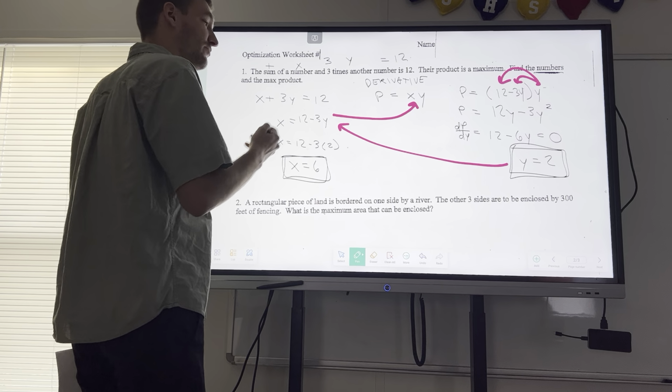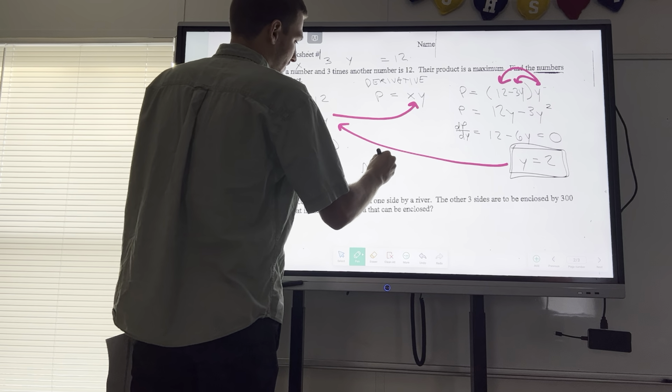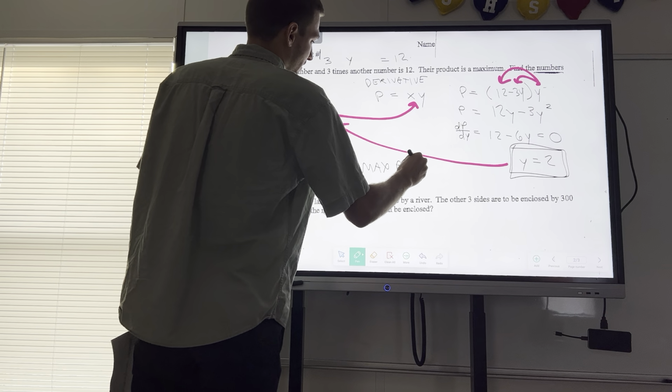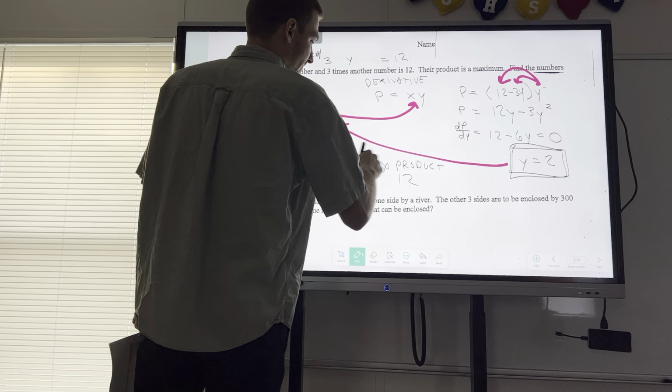And that means that the max product is 6 and 2, 12.